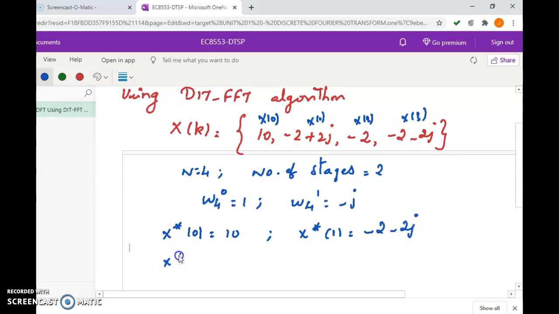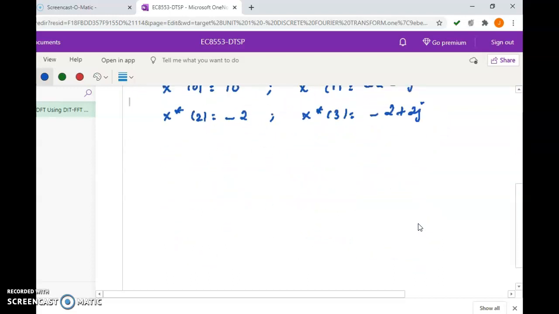Then X star of 2 equals, it is a real number, so just take it and write it. Then X star of 3 equals minus 2 plus 2j. So the first step is to convert the normal X of k to X star of k. Then you have to draw the butterfly diagram.